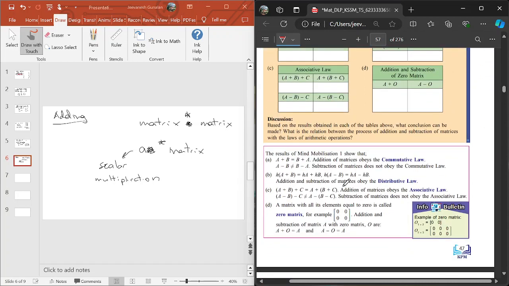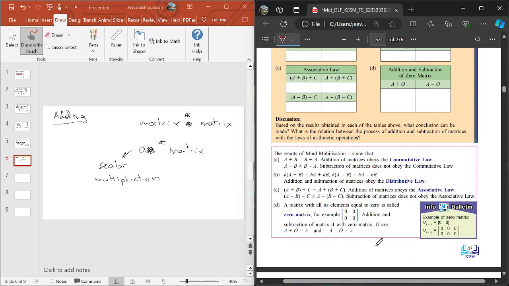Okay, so there are some laws. I'm not really sure they're going to ask you in the exams or not, but basically the commutative law. There are a lot of laws in maths, right? So one of the laws is the commutative law. What do they mean by that? Well, it's basically that a plus b must equal b plus a, and if you change the operation, then a minus b must equal b minus a. And now you're going to check whether matrices obey the commutative law or not.